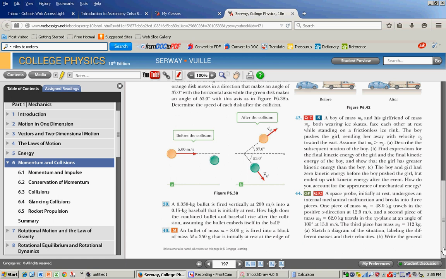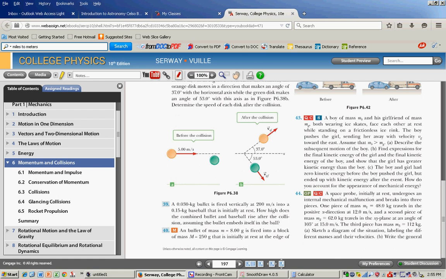Problem number 39 goes in the following way. You have a bullet with a mass of 0.03 kilograms that is fired vertically with a speed of 200 meters per second into a baseball. So there is a baseball, the mass is given, 0.15 kilograms, that is initially at rest. How high does the combined bullet and baseball rise after the collision? Assume the bullet embedded itself in the ball.